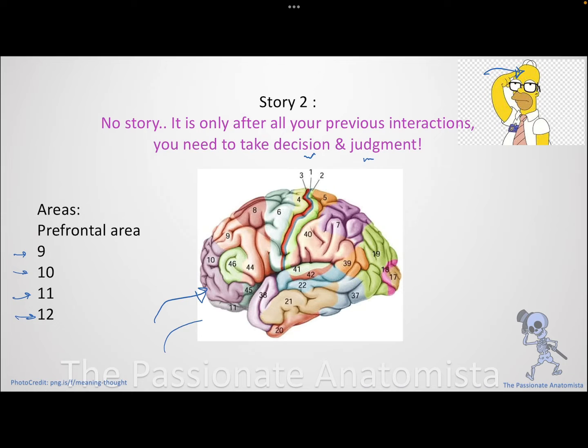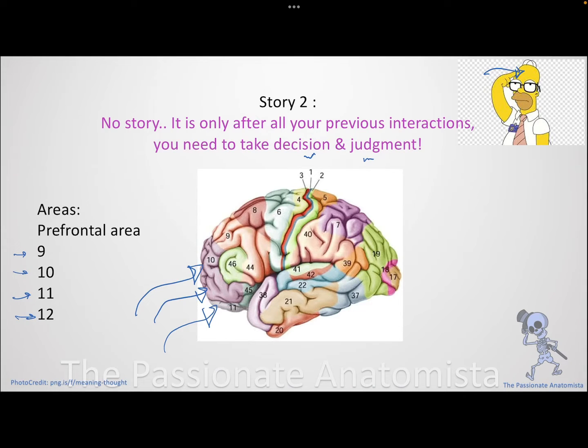This is just to give you an impression that this is the area we try to excite and activate when we want to take a decision, when we want to have an idea, or if we want to put our personality into something, judgment. So this is the prefrontal area. It's the lower area of the frontal lobe, areas 9, 10, 11, 12. So we are moving in order.